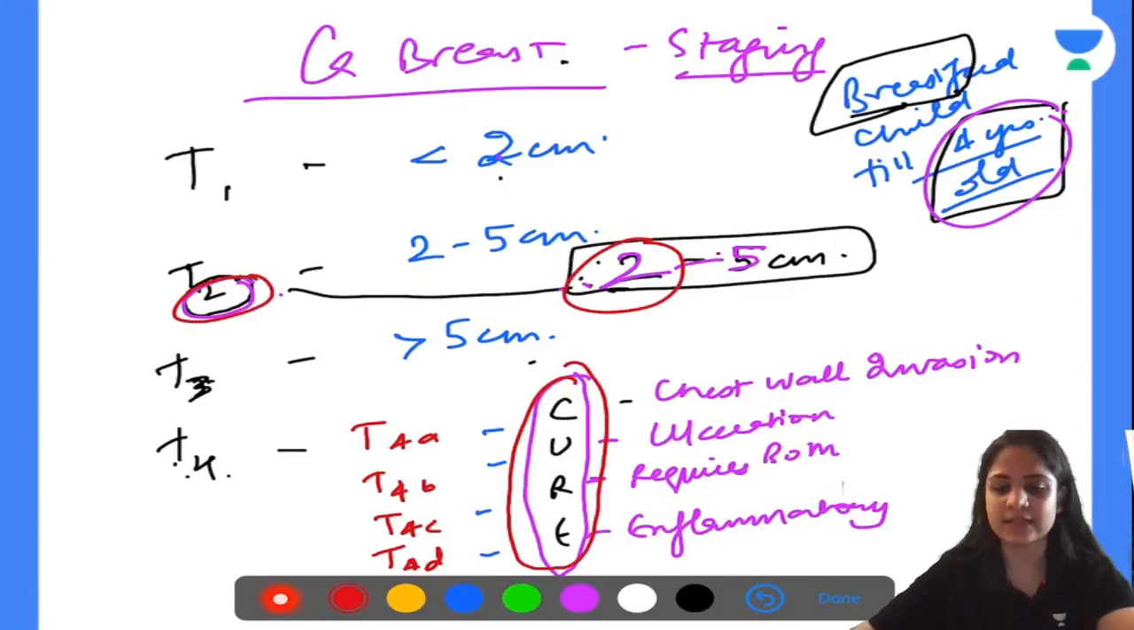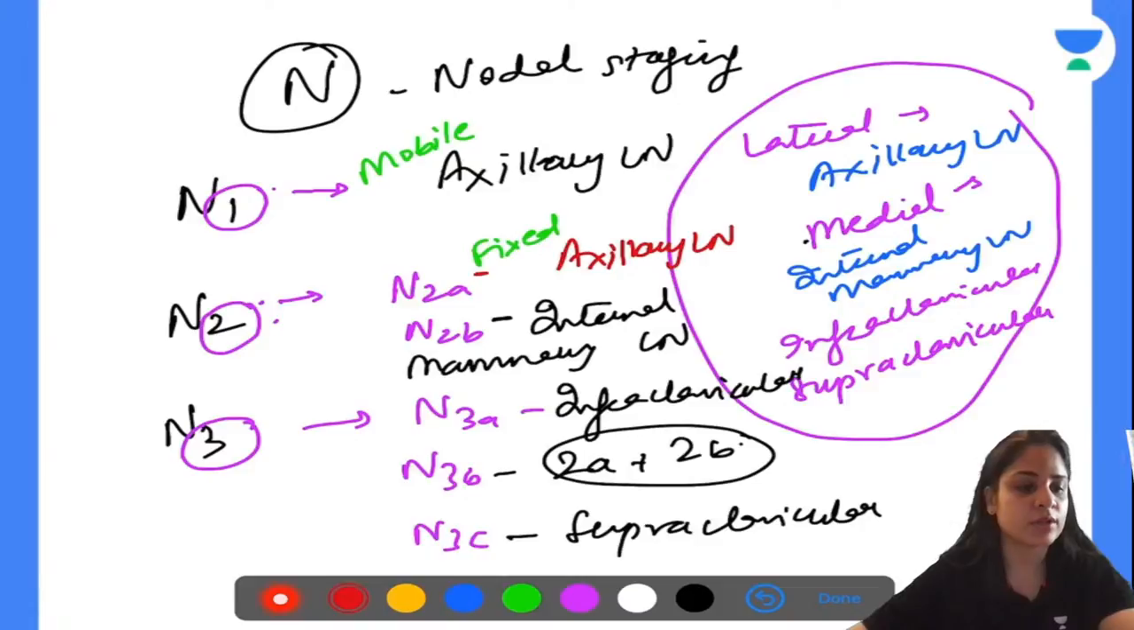Okay, N staging bhi yaad reh gaya with the dance. And last staging that you need to remember is your M staging. M staging toh bahut easy hai. M staging, M0 means there is no metastasis. M1 means there is metastasis.